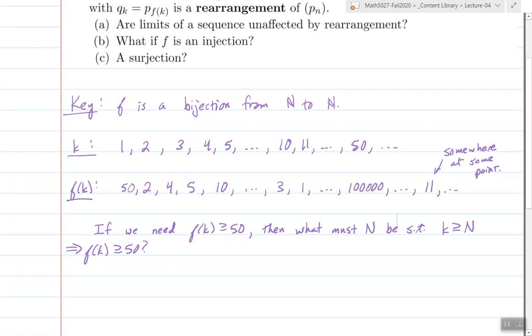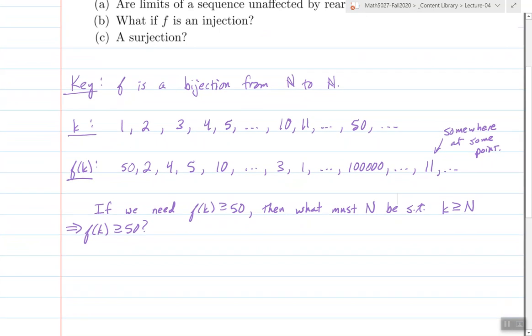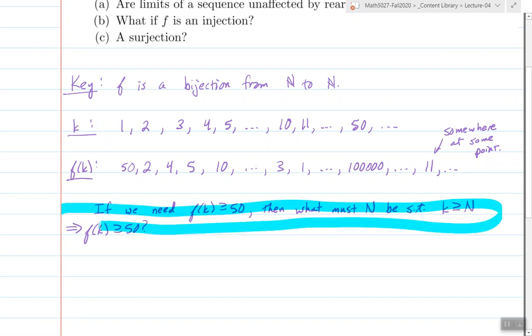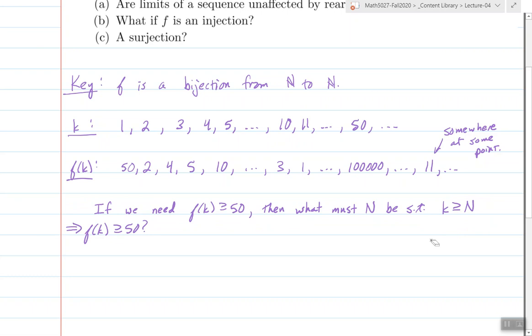So my hint to you is, well, I'll just give you the answer. Yes. If a sequence converges, then the rearranged sequence also converges. Now, what I've shown here is to maybe get you started with the idea of if you need f of k to be greater than or equal to 50, then how far do you need to go out, what capital N, such that if k is greater than or equal to N, you can always say that you're grabbing terms from the original sequence that are also greater than or equal to 50, right?